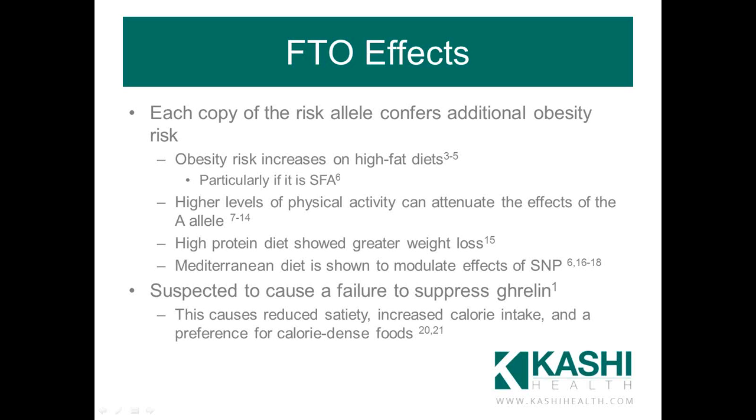What is suspected with the FTO variant is that the body is having a failure to suppress ghrelin, so the body is not properly getting the cessation of that hunger cue. So this causes the body, the patient, to continually feel hunger, to then experience an increased calorie intake and a preference for calorie-dense foods.